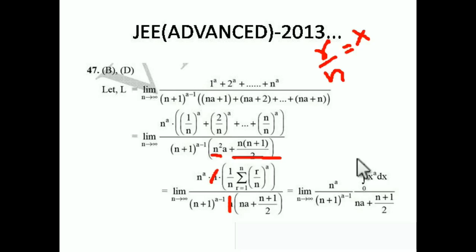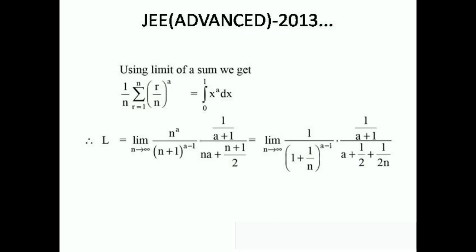Okay? Now, what we have to do? We have to just simplify this and get the answer. Now, see, here it's n raised to a, n plus 1 raised to a minus 1. Whenever n tends to infinite, we have to convert it in 1 upon n form. So, I just do that. See, 1 by n, sigma r is equal to 1 to n, (r by n) raised to a is equal to 0 to 1 x raised to a dx, as I explained. So now L becomes limit n tends to infinite, n raised to a, n plus 1 raised to a minus 1. Now, for this, we all know the integration.